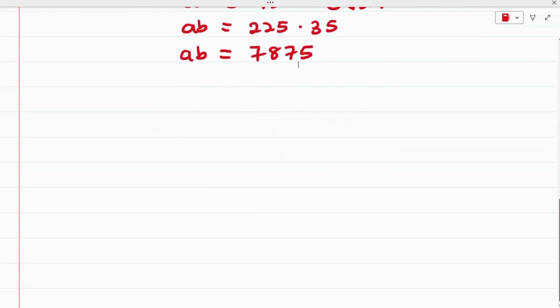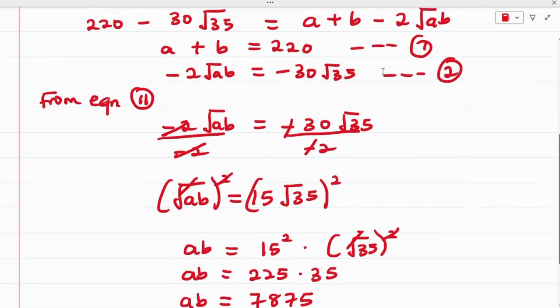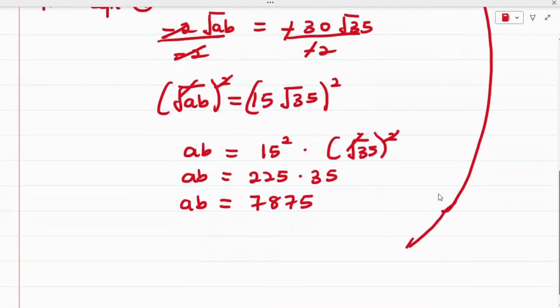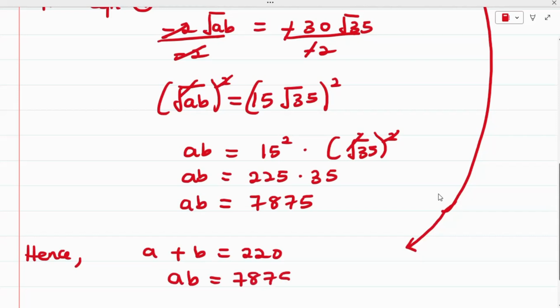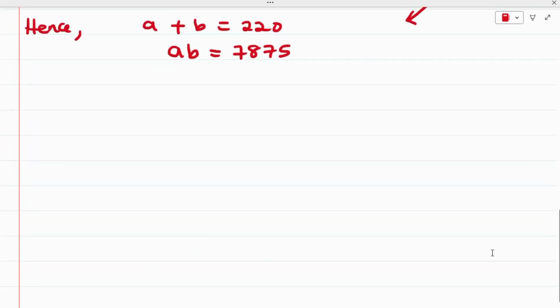So hence we can easily rewrite this expression. Hence the new expression becomes A plus B equal to 220, and we have that AB is equal to 7,875. So now it is time for us to solve for A and B. So solving for A and B, we want to simply apply the sum and product of the roots of a quadratic equation.